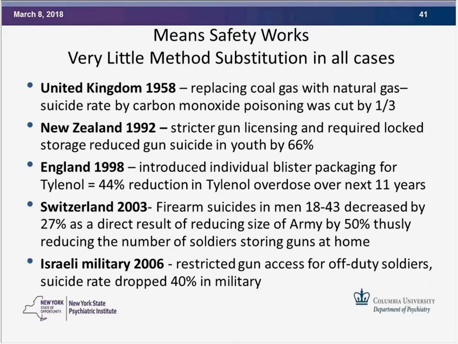And lots of examples about how making it a little harder to get a firearm reduces suicides. In New Zealand in 1992, they passed stricter licensing laws and required locked storage and reduced gun suicides in youth by 66%. And in the military in Israel in 2006, they restricted gun access for off-duty soldiers so that their soldiers, when they're on leave, can't take their guns home with them. They have to leave them on base. And when they did that, the suicide rate in their military dropped 40%. Because they didn't have the guns at home when they might be in an emotional situation with their families, and so people were not then able to attempt suicide.